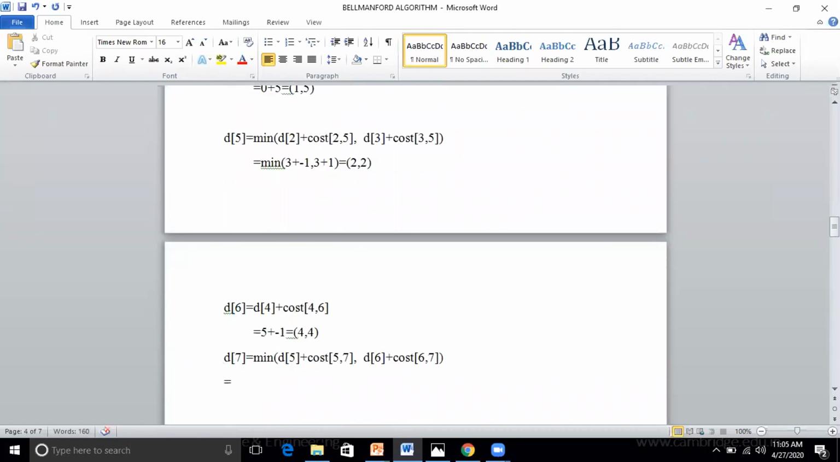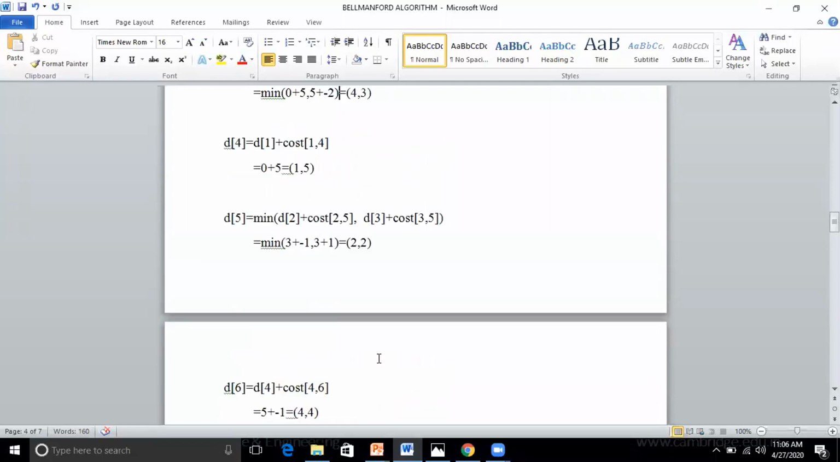Now, very important step. D7. Now what is the previous value of D5? 5, sir. 5 plus 5 to 7 is 3. Correct? Then what is the D6 value? 4, sir. 4 plus 3. Which is minimum here? 7. Via which node? 6 node. Can I write it as 6 comma 7 here? Yes, that's all. Okay.